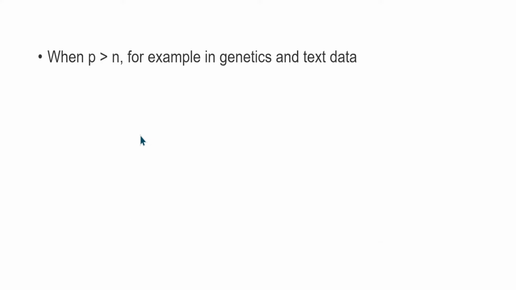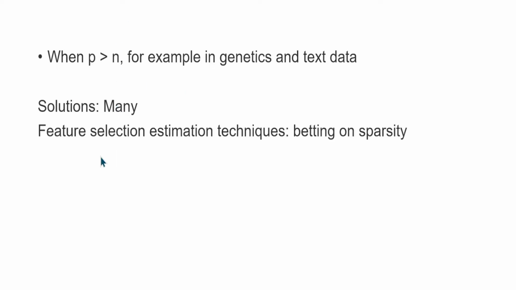The problem, as I said, is that this linear ordinary least squares regression model works very well, but when you have more features than observations, for example, in genetics and text data, then you have a problem. So for that, you need to find a solution. There are many solutions, and one of them is a feature selection strategy.